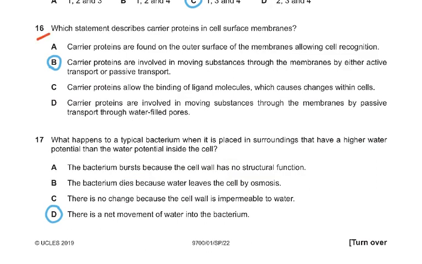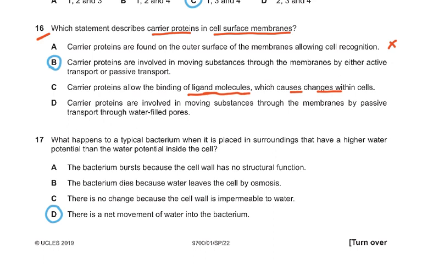In question 16, which statement describes carrier proteins in cell surface membranes? Carrier proteins are found on the outer surface. No, they're found anywhere. They could be outer, inner, they could be spanning right through the membrane. Carrier proteins are involved in moving substance through the membranes by either active transport or passive transport. Carrier proteins allow the binding of ligand molecules which cause changes within the cells. Not all carrier proteins do that. It would be a receptor protein, couldn't be a carrier protein, which acts as a binding for the ligand. Please remember, ligand is something new in the syllabus.